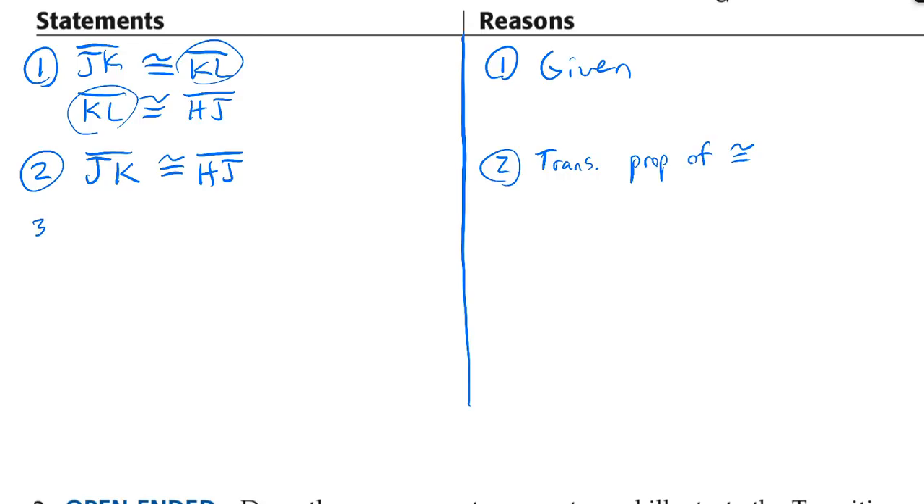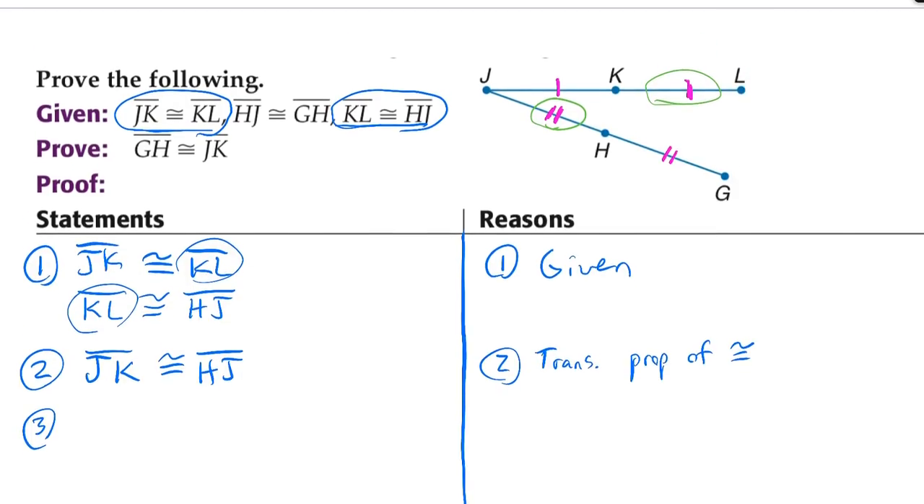And then down here we go 3. Okay, well now what do we want? So we have JK is the same as HJ, but we want that JK is the same as GH. Well, look at this. GH and HJ are the same. So what I'm going to do is I'm going to now pull that other given in. So now I'm going to pull in the given that HJ is the same as GH. Okay, and that was given.